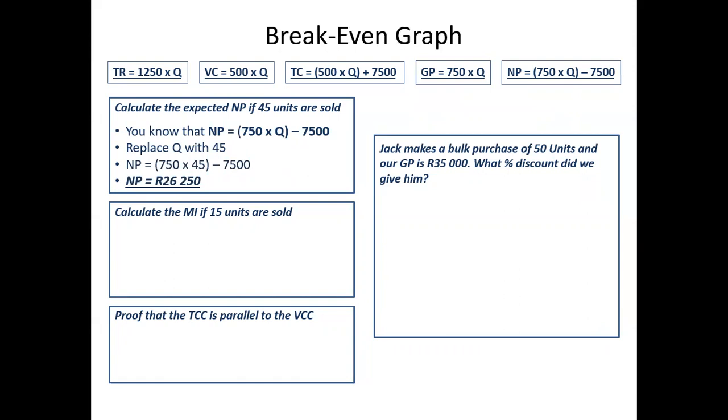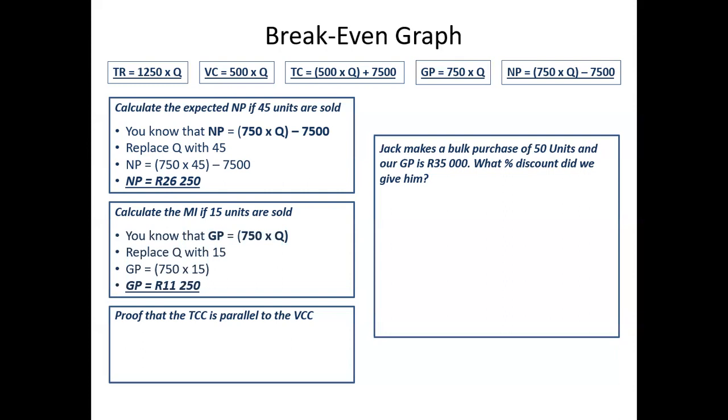Next question, what is the marginal income if 15 units are sold? Now, I told you already that marginal income and gross profit is exactly the same thing, and there we have our gross profit formula. So we simply put that down. You know that gross profit is 750 Rand times Q. I can now replace Q with the 15 units that was asked there in the question. Therefore, the gross profit is 750 Rand times 15, and it is 11,250 Rand if I am selling 15 units.